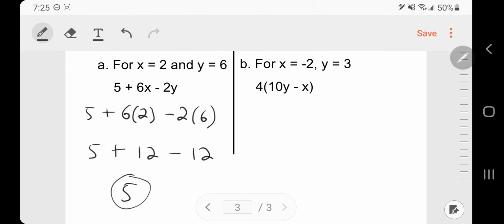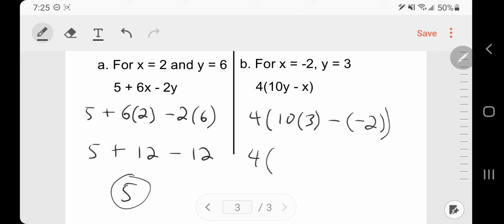And let's take a look at the next one. So we have 4 times, and then in parentheses, 10 times. Okay, so we have our values for x and y up here. Our y value is going to be 3, so I'm going to put a 3 in for my y, minus x, which is going to be a negative 2. And again, I like to use parentheses when I plug in my numbers just so we can see exactly where they're going.